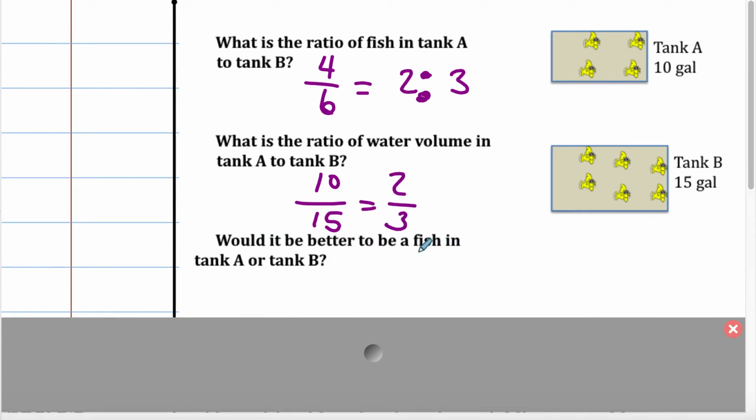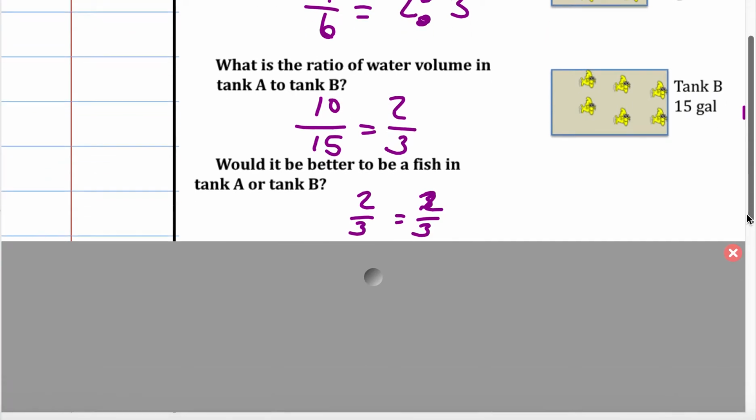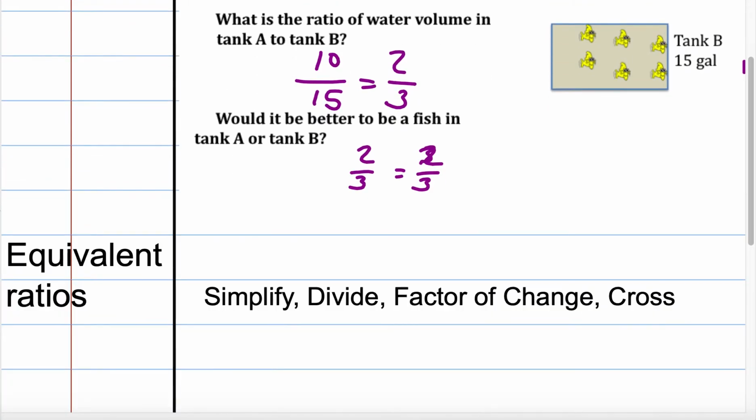So what would be better to keep the fish in, tank A or tank B? Well, since they're both a 2 to 3 ratio, they should be the same. These are called equivalent ratios. Okay, so equivalent ratios, we can do a couple of ways. So let's write equivalent ratios to find out if they're equivalent.